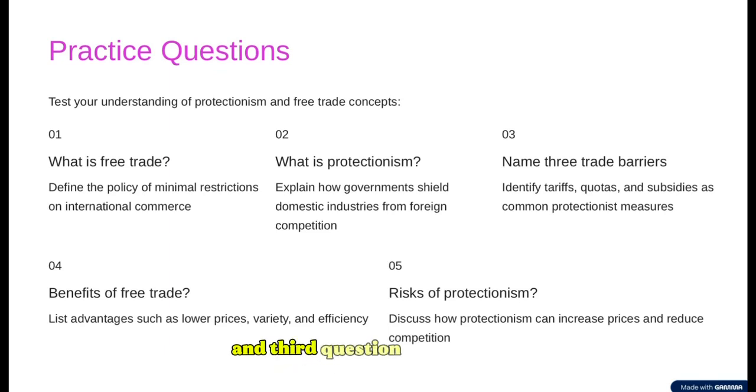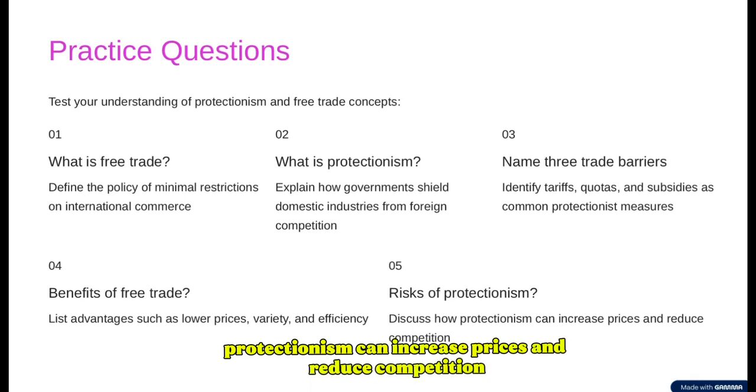And third question: name 3 trade barriers. You should identify tariffs, quotas, and subsidies as common protectionist measures. And fourth: what are benefits of free trade? You should list advantages such as lower prices, variety, and efficiency. And the last question, you should discuss how protectionism can increase prices and reduce competition.